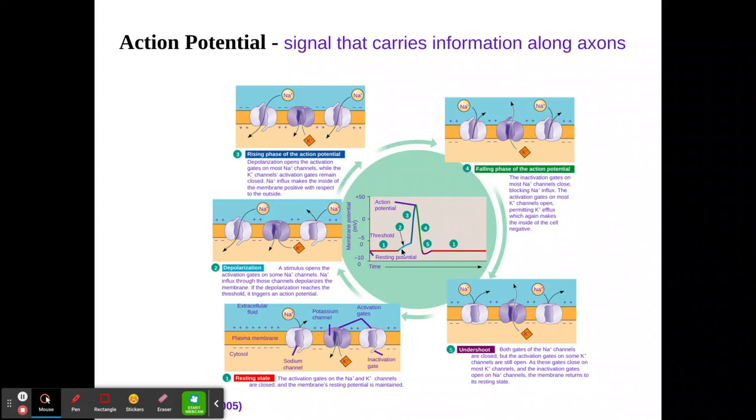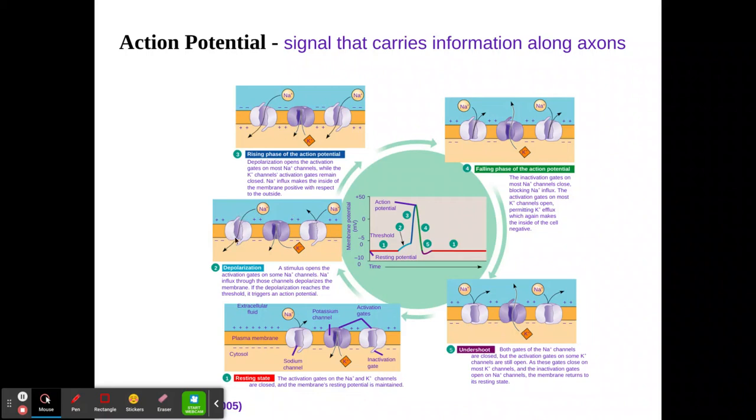Moving into step two, depolarization. A stimulus has caused a depolarization of the membrane. And what you'll see here is that sodium is coming into the cell. Now, you'll notice that not all the gates are open at this time. These ion channels are not all open.